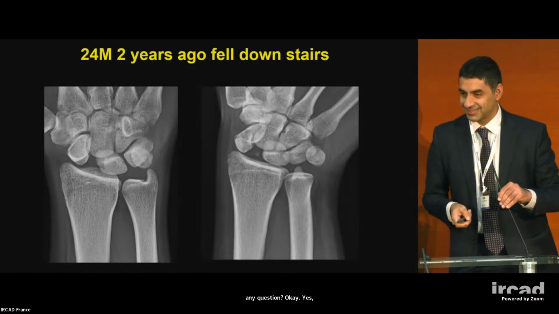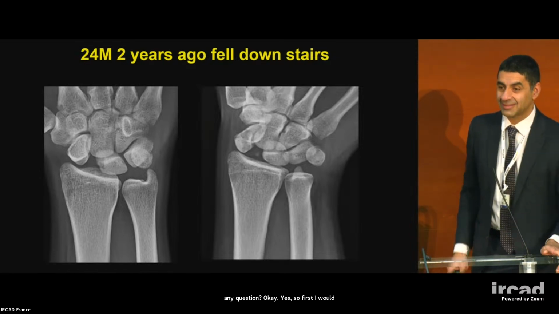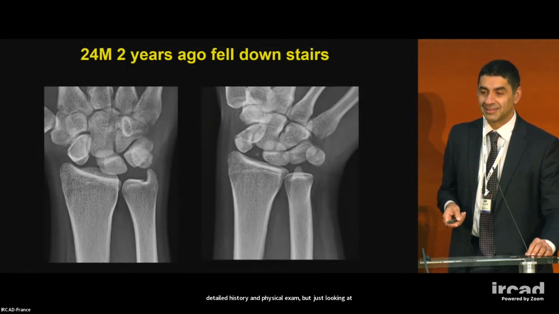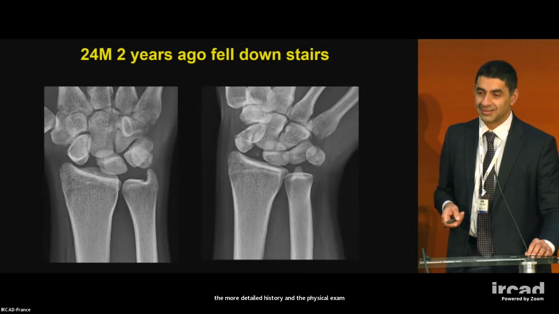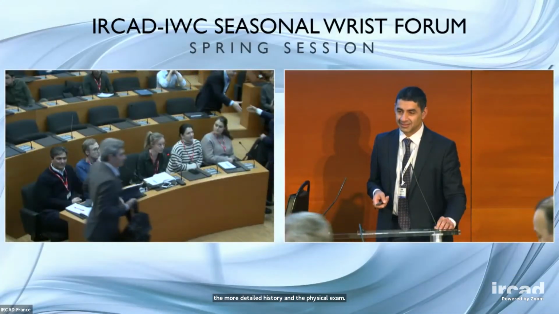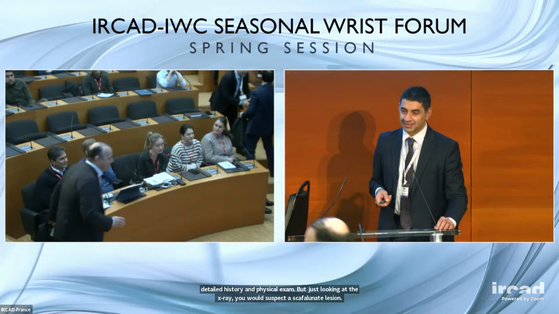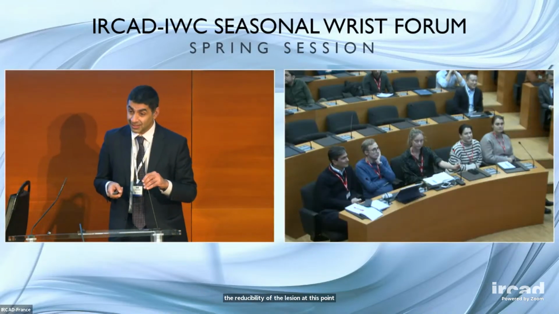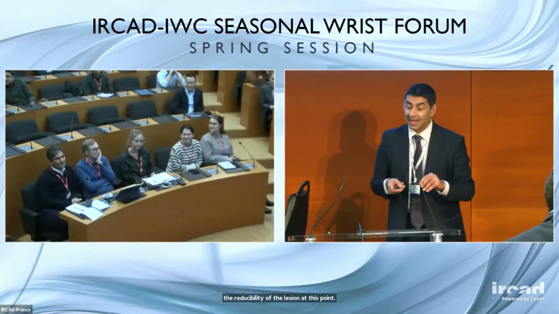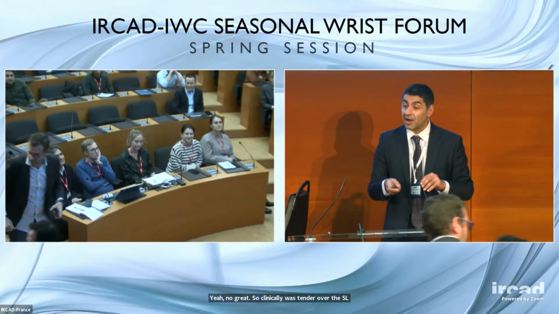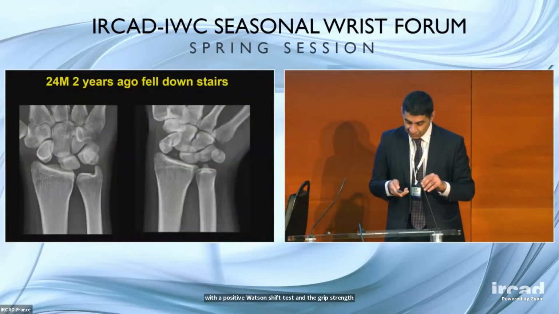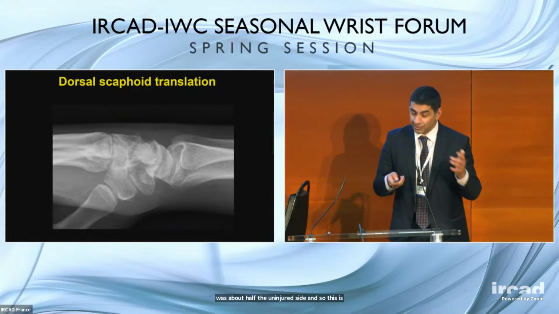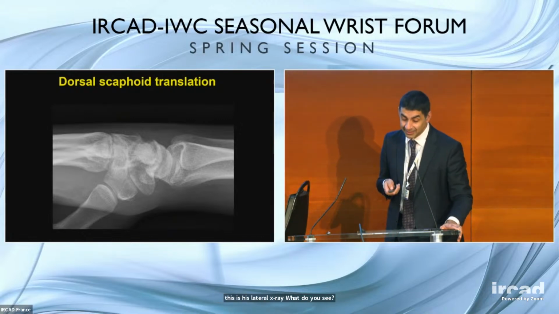Yes, first I would take a more detailed history and physical exam, but just looking at the x-ray you would suspect a scapholunate lesion, and since he fell 2 years ago I would also worry about the reducibility of the lesion at this point. Yeah, great. Clinically he was tender over the SL with a positive Watson shift test, and the grip strength was about half the uninjured side. And this is his lateral X-ray. What do you see? What goes through your mind here?